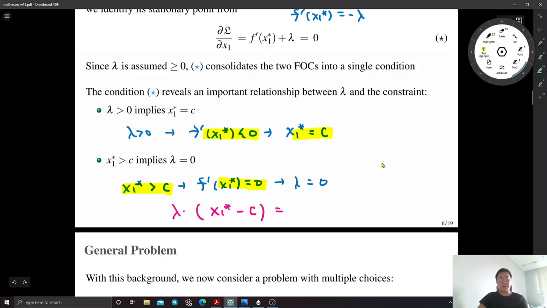That is always equal to 0, no matter where we have a solution. If lambda is positive, x1 star is going to be c, so we have a boundary solution, and this expression comes down to 0. When you have an interior solution, now lambda is going to be 0. So once again, the product is going to be 0.